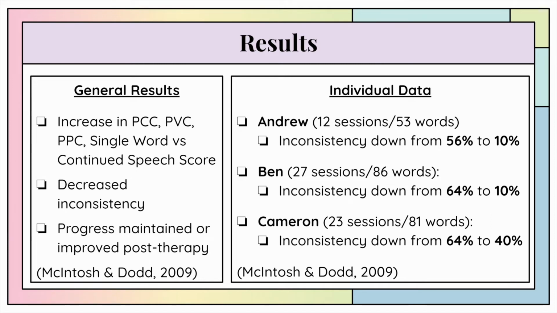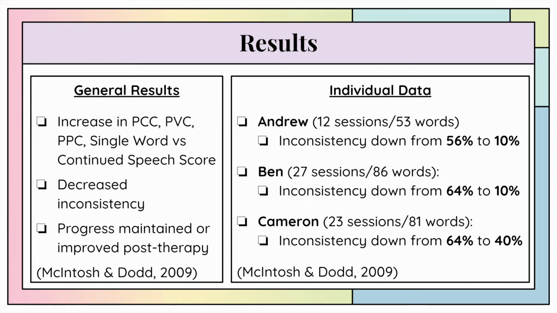Now, taking a look at individual data, you can see that Andrew on the right-hand side completed 12 sessions and 53 word targets. During that time, he was able to reduce his inconsistency score from 56% all the way down to 10%. Ben completed 27 sessions and 86 target words, and at the end of his therapy, he had reduced his inconsistency score from 64% all the way down to 10%.